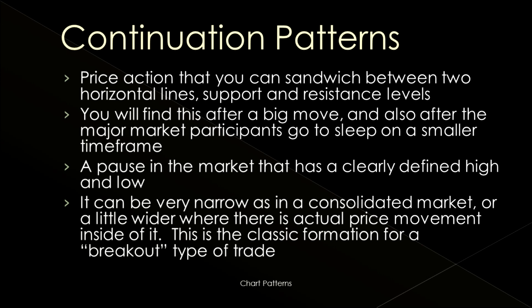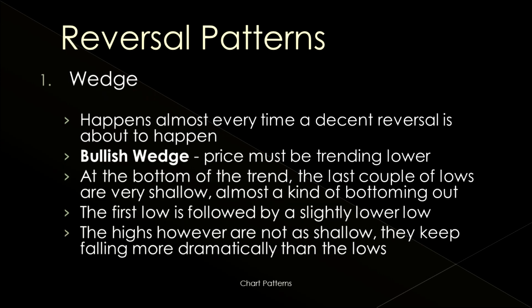We're going to look at wedges in this example of reversal patterns. This happens almost every time a decent reversal is about to happen. A bullish wedge occurs when price must be trending lower. At the bottom of the trend, the last couple of lows are very shallow, almost a kind of bottoming out. The first low is followed by a slightly lower low. The highs, however, are not as shallow. They keep falling more dramatically than the lows.